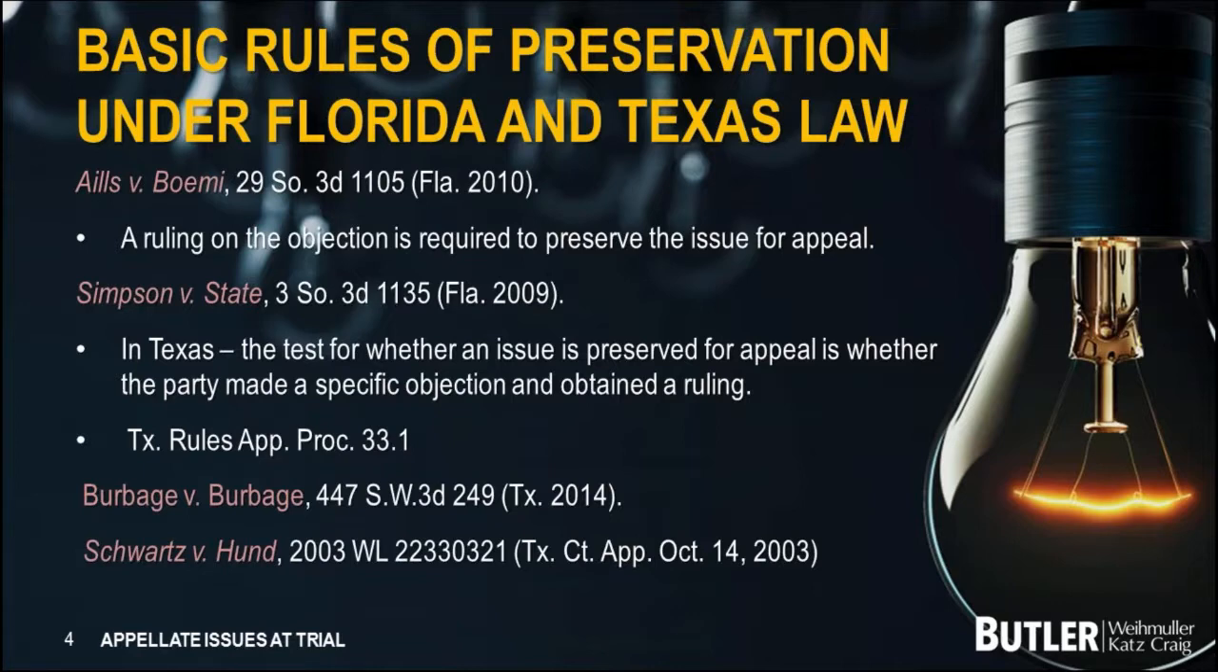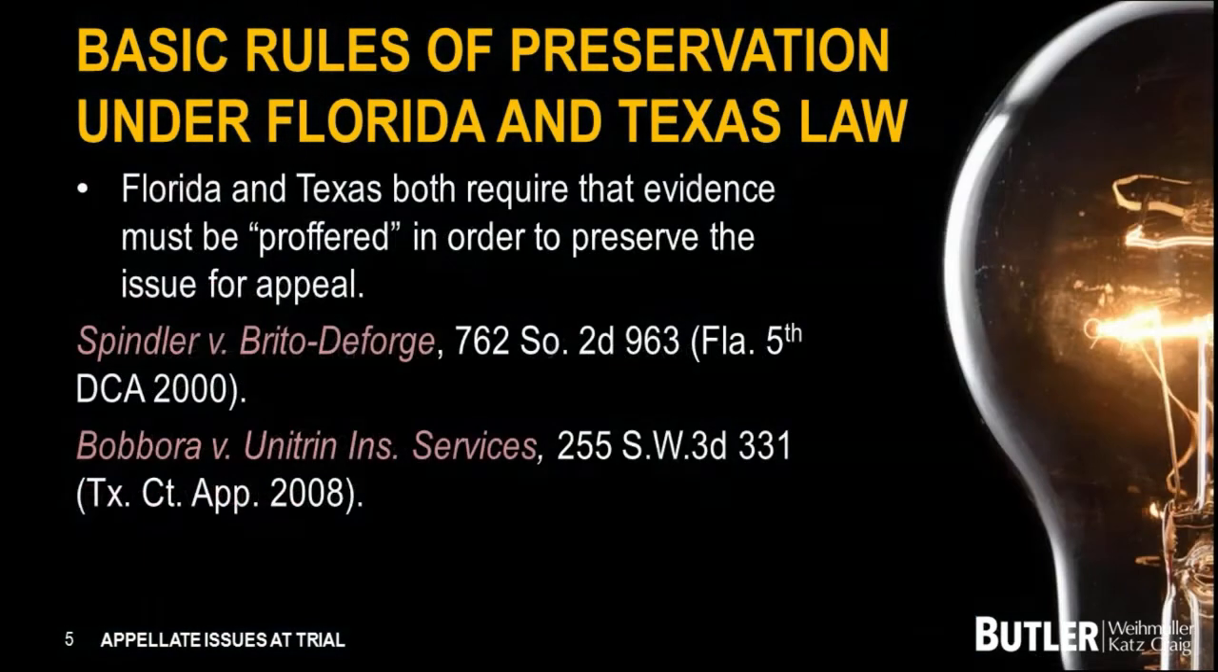Texas, the test for whether an issue is preserved for appeal is whether the party made a specific objection and obtained a ruling. So again, very, very similar, if not identical to Florida. There's a rule of appellate procedure in Texas, 33.1, that discusses this. And I've also provided you with a couple of cases if you want to look into this a little bit further. But these are just basic rules of preservation of error under Florida and Texas law.